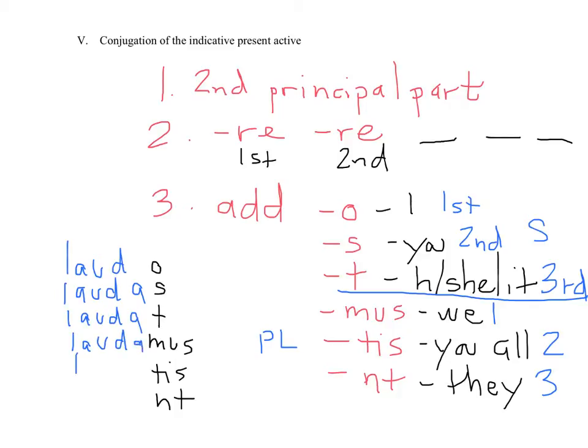The rest of the time, you keep the A, because the rest of the time, the A is followed by a consonant. A-S, A-T, A-mus, A-tis, A-nt. When the A is followed by a vowel in the first person singular, the A drops off. That does not happen for the second conjugation.